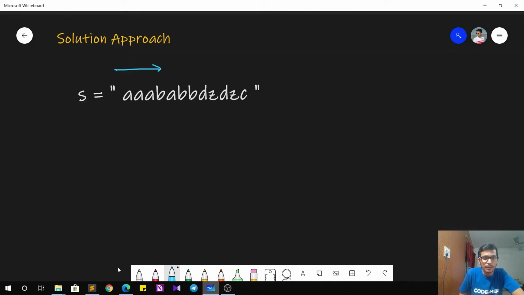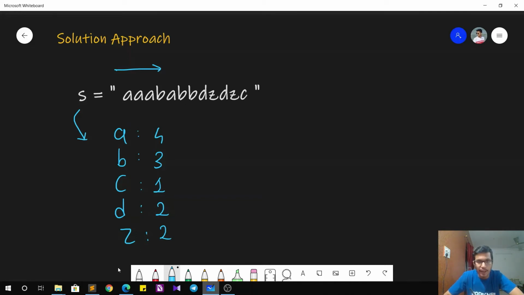If we iterate this string, we can see that the letters available in the string are actually A, B, C, D and Z. And if you count, the total occurrences of A are 4, that of B are 3, for C it's 1, for D it's 2 and for Z it's again 2. So whatever the string may be, now you have a clear idea of the frequency of each character. And now we can move on to arrange these letters carefully so that they form palindromes. So let's see how to do that.